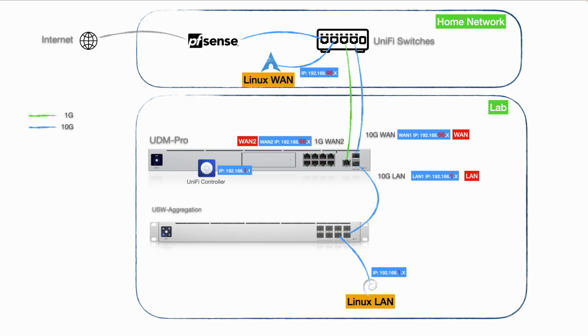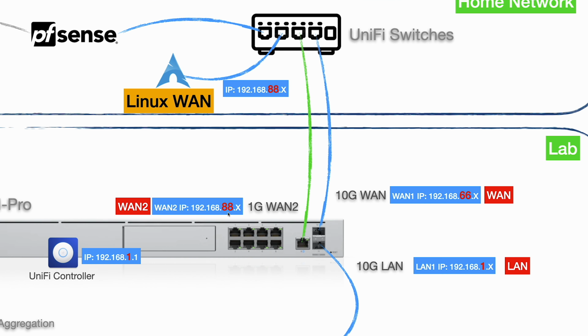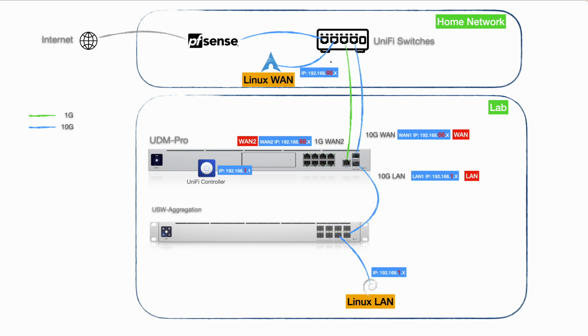And the other thing I want to mention is the IP address or the VLAN. As you can see here, I stated for the WAN port, I have this 88 subnet, and for the Linux virtual machine in the WAN part, it also has the 88 subnet, which means whatever I'm going to test, it will not go via pfSense. I make sure all the traffic is just within my home network.